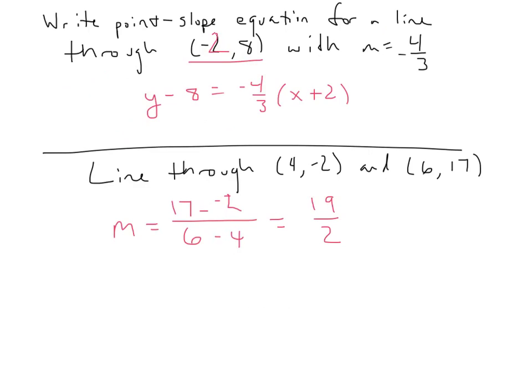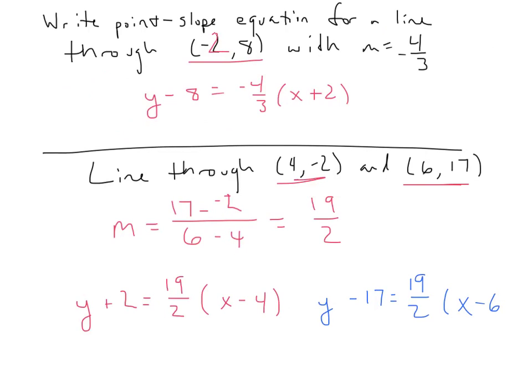And then I can say, okay, well the equation for my line is y plus 2 equals 19 halves of x minus 4. Or I didn't need to use this point, I could have used the other one. And I could say, okay, my equation could also be y minus 17 equals 19 halves times x minus 6. Either one of these works.